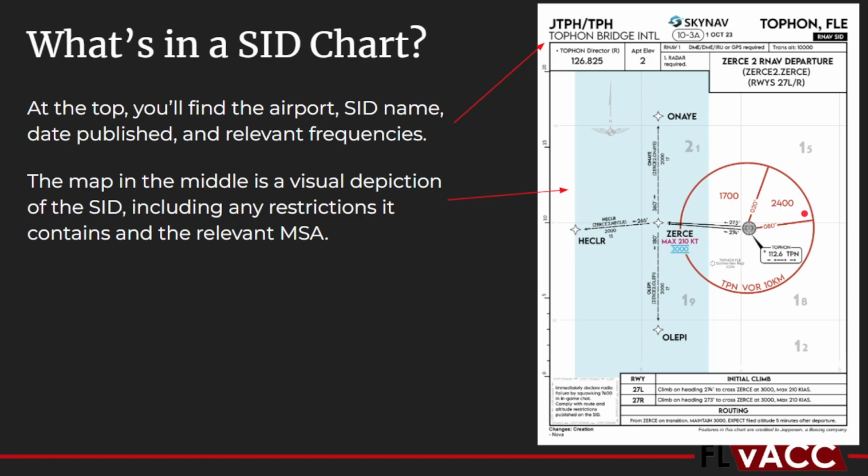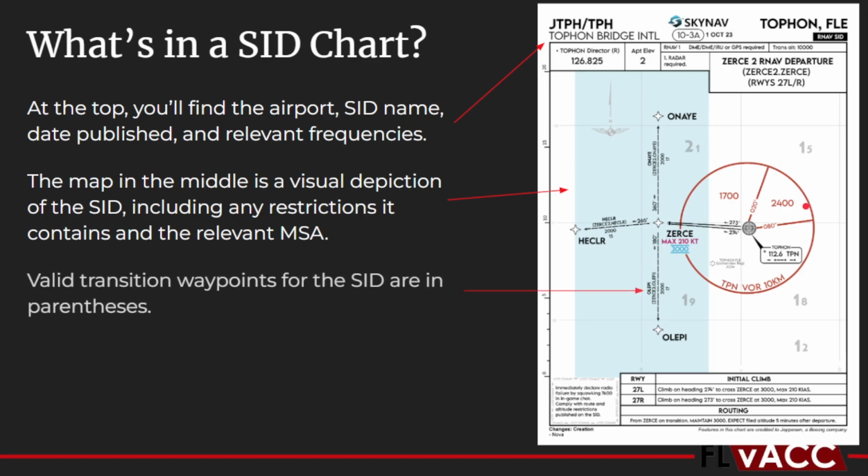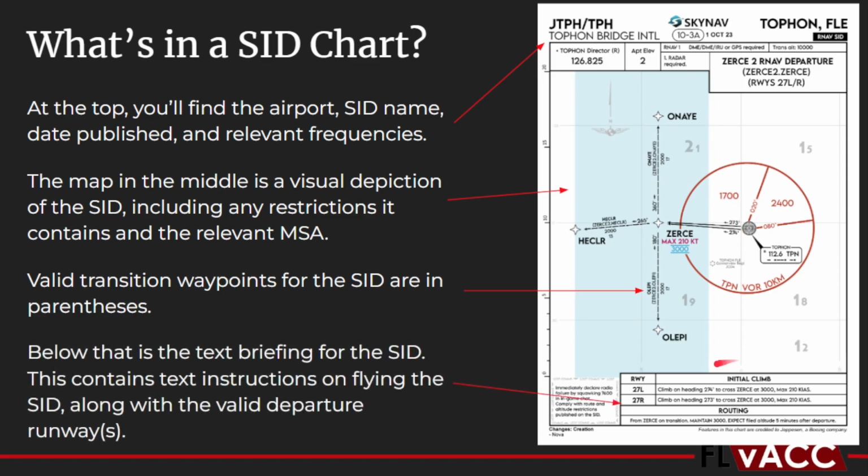We talked about transition waypoints, and for each SID, they are identifiable by the waypoint names in parentheses. Aircraft flying the Xerxes 2 departure on the Aleppi transition would follow dotted arrows labeled with the Xerxes 2.Aleppi in parentheses. For this SID, the valid transitions would be Aleppi, Heckler, and Onae. At the bottom of the chart is the text briefing for the SID. The valid departure runways are again listed here, along with the text instructions for flying the SID.